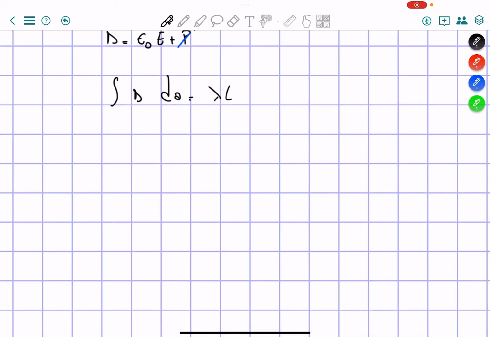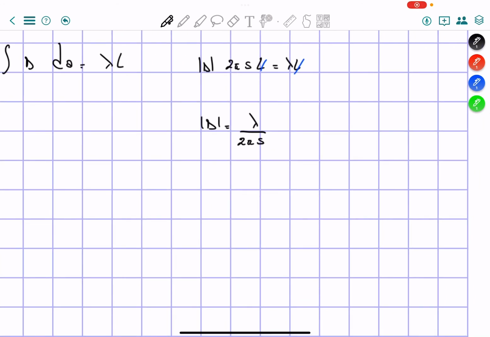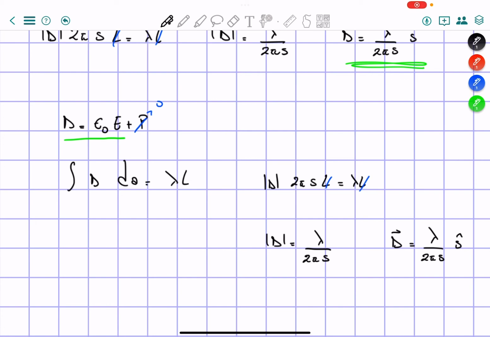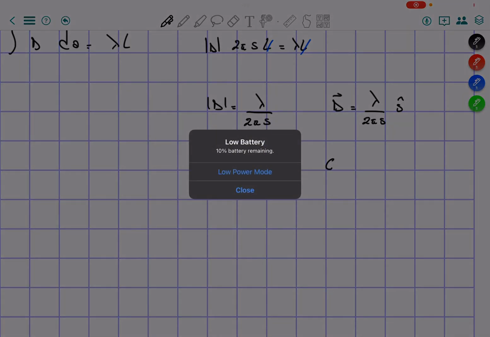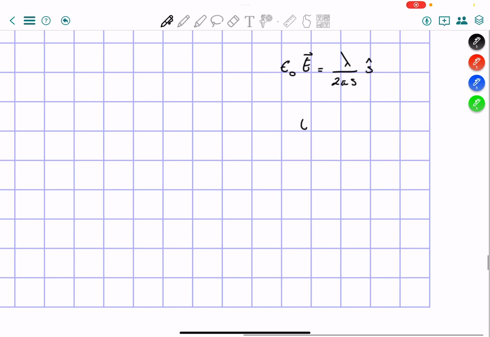So in this case, we're going to get the absolute value of D times 2 pi S capital L is equal to lambda capital L. So we cancel the capital L's, and we get that the absolute value of D is equal to lambda over 2 pi S. And if we want to make it a vector, we would say that the vector D is equal to lambda over 2 pi S in the S hat direction. But why did I say this value over here? Well, we know that now D is equal to this. So I can just substitute it, and we get epsilon naught times the E vector equals lambda over 2 pi S hat. And of course, we get that the electric field is equal to lambda over 2 pi epsilon naught S S hat. I like to write it this way.